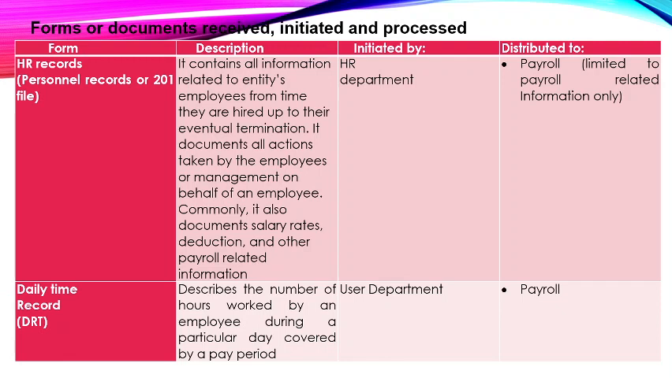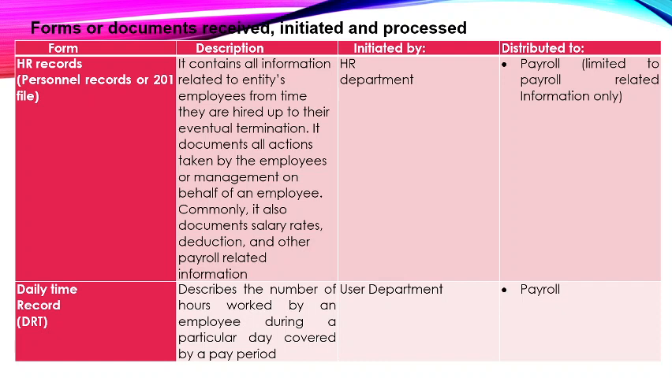The forms and documents received, initiated, and processed. First, the personnel record, which contains all information related to the entity's employees from the time they are hired to their eventual termination, including documents or actions taken by the employer or management on behalf of the employee. Commonly, it also documents salary rates, deductions, and other payroll-related information. It is initiated by the HR department and distributed to payroll. Payroll is limited to payroll-related information only.